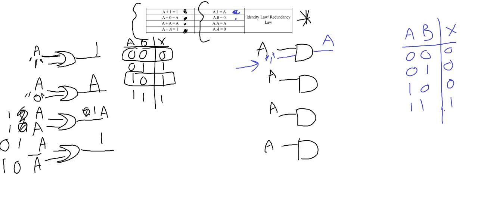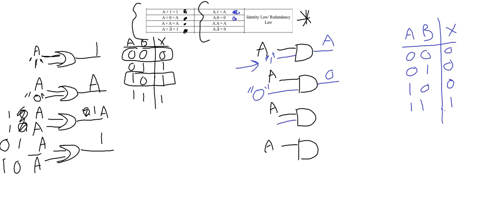So the next one, we're ANDing A with an input that's always low. Now it's an AND gate. Both inputs need to be 1 for the output to be 1. So this is never going to have an output that's high. It's always going to be 0 because one of the inputs is 0.